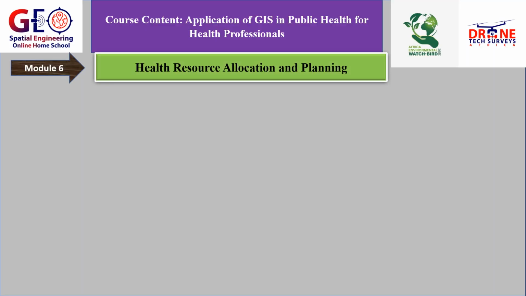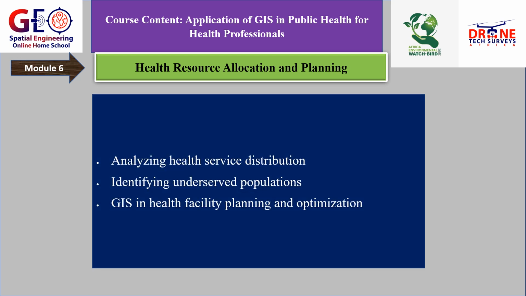Then Module 6, which is health resource allocation and planning. Under this module, we are going to deal with analyzing health service distribution. We are going to deal with identifying underserved populations. Here, we are going to make good use of Google Earth Pro and integrate it with our installed ArcGIS. Lastly, under Module 6, we are going to deal with GIS in health facility planning and optimization. Then we move to Module 7.